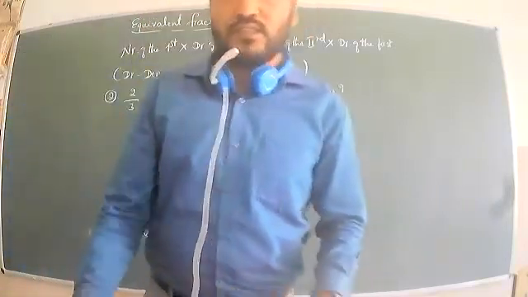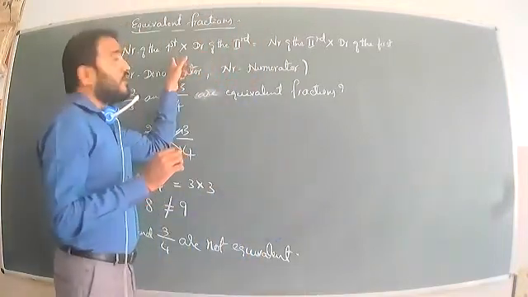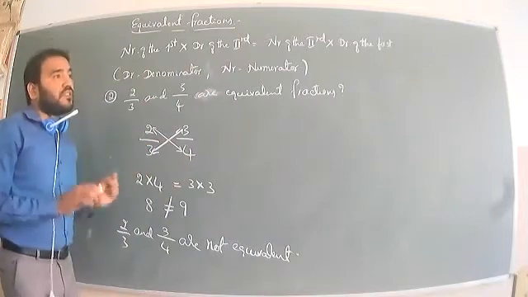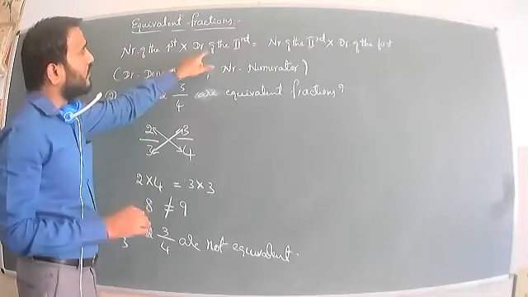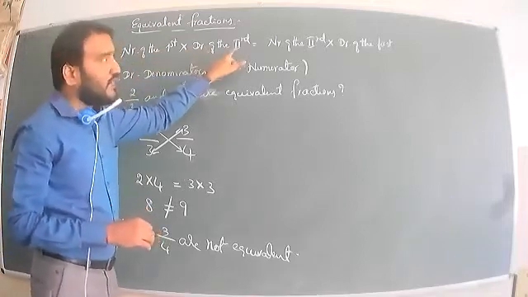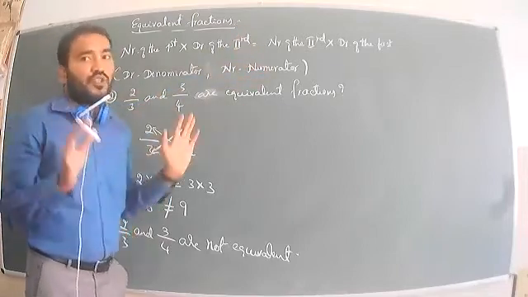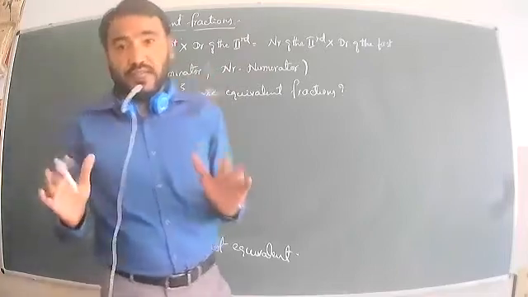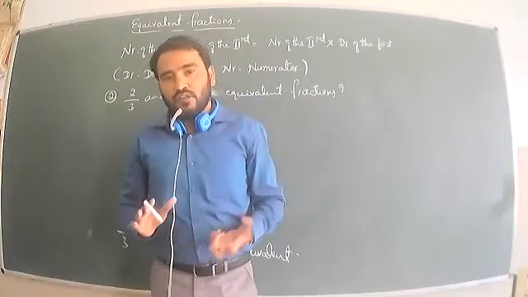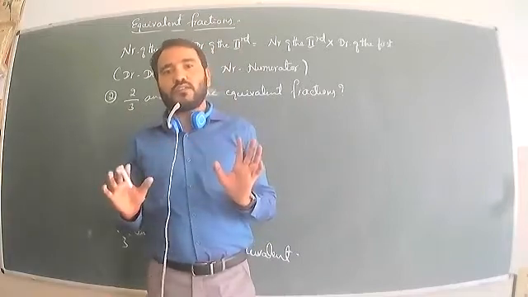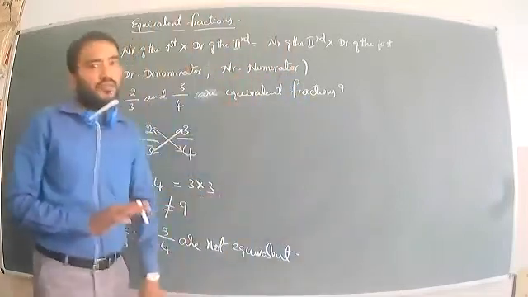So what are equivalent fractions? Using this formula, any two fractions are said to be equivalent if the product of the numerator of the first and the denominator of the second equals the numerator of the second and the denominator of the first. Both the values are equal, so we say those fractions are equivalent. If the products are not equal, those fractions are not equivalent. This is called equivalent fractions.